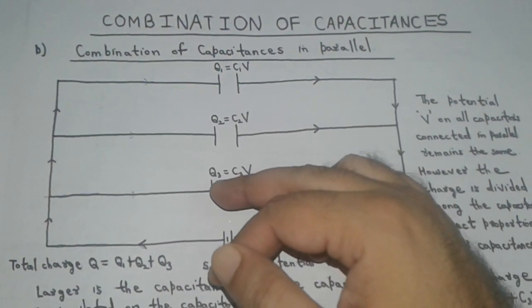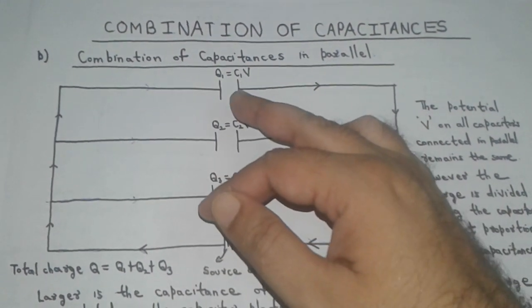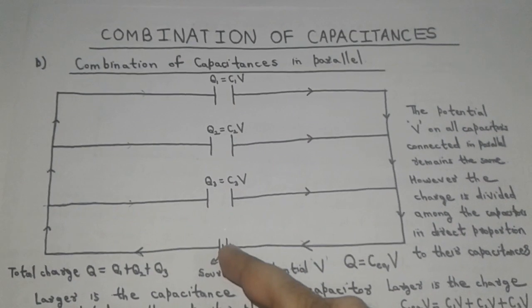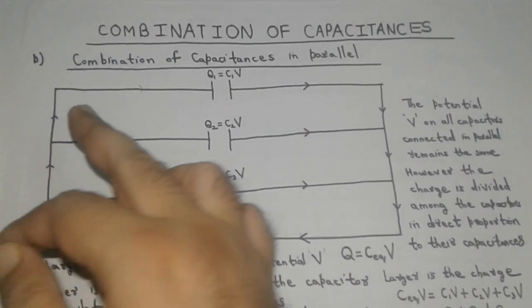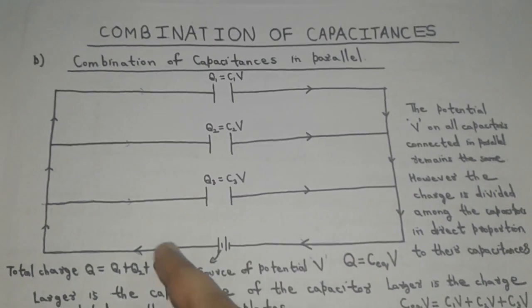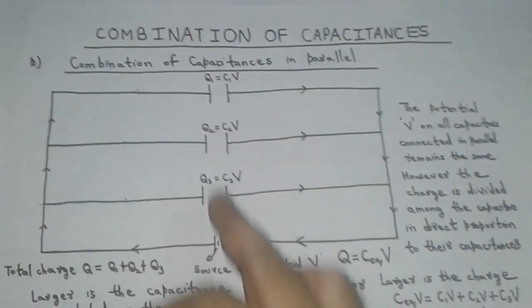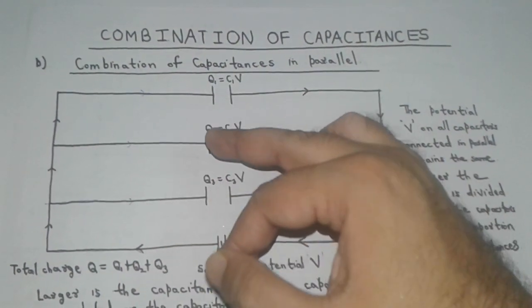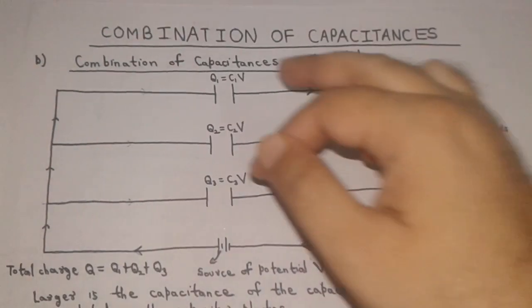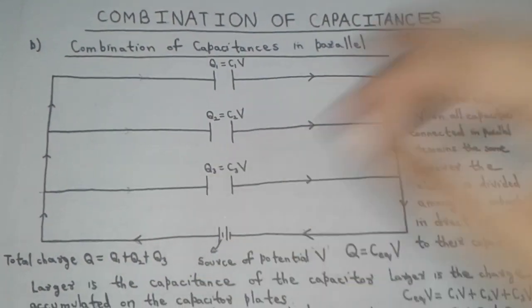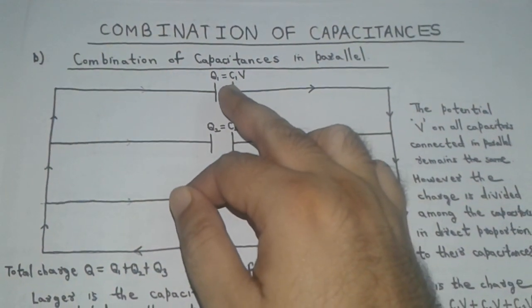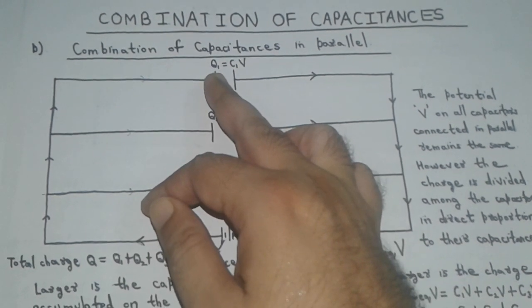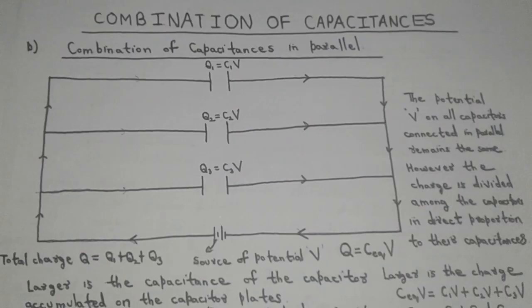In parallel combination of capacitances, the potential drop across each capacitor is the same and equal to the potential applied by the source. However, the total charge Q supplied by the source is divided among the three capacitors in direct proportion to their capacitances as Q1, Q2 and Q3. Thus, higher is the capacitance of a capacitor, greater is the charge stored on its plates and vice versa.